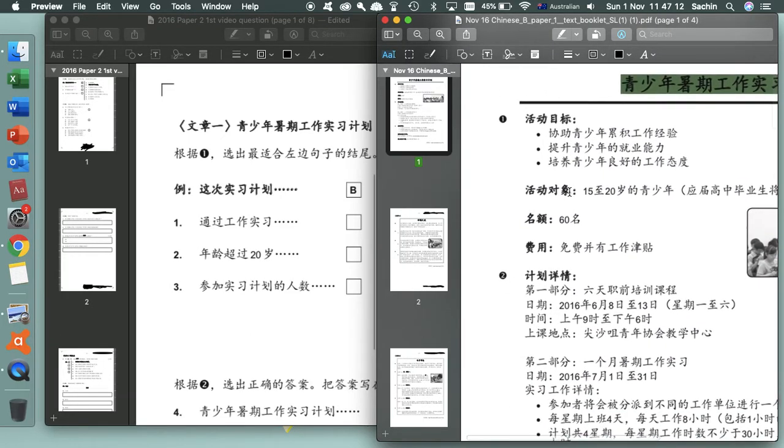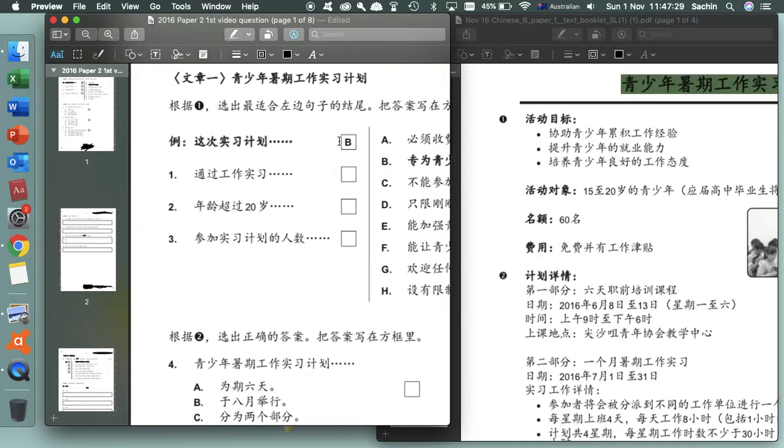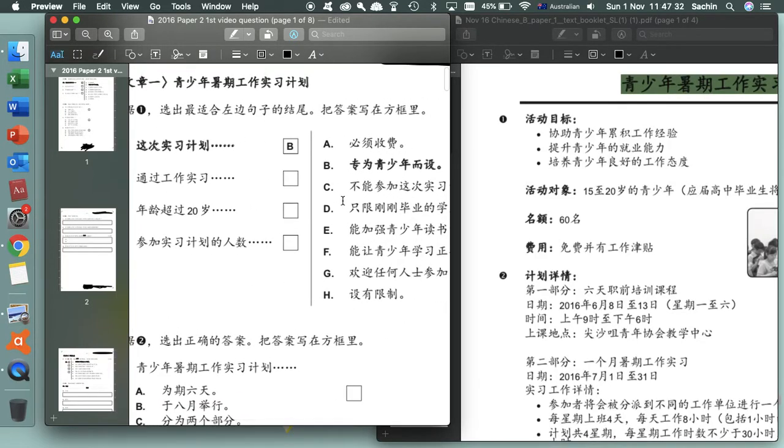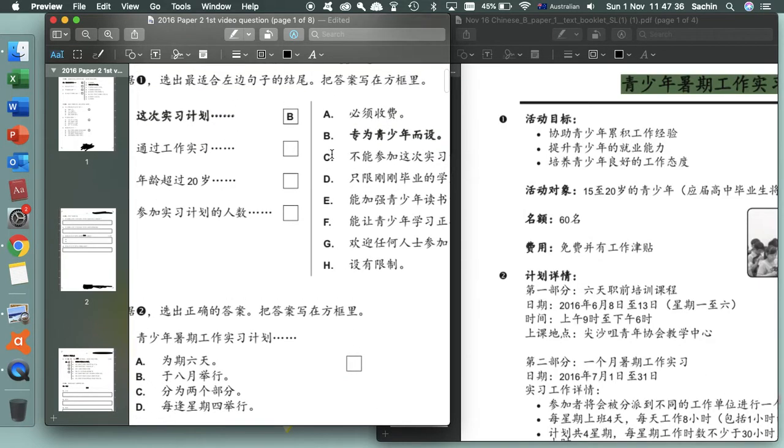Starting off with the first section, we have the general details. We've got the activity's goals, the target audience, the number of people who can go, and the cost. Looking over at the questions, this one's that irritating multiple choice format, which I don't like. I like the ones where it's just one box and you don't have to check, does this one fit? Does this one fit? But yeah, the IB's just mean like that.